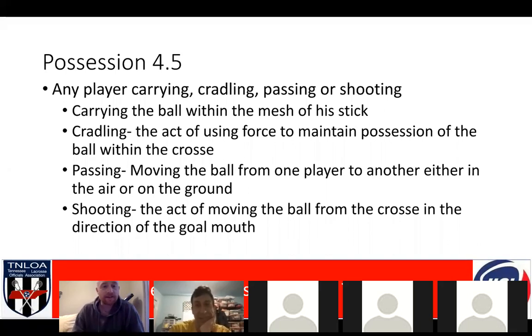The biggest part about technical fouls is possession. I'm going to say it about 15 times throughout the entire thing. Carrying, cradling, passing, or shooting. That is the exact rule of what possession is, rule 4.5. If a technical foul occurs, someone must gain possession, means they must carry, cradle, pass, or shoot the ball, and then the situation ends. Okay, you can read the next 4 on your own.